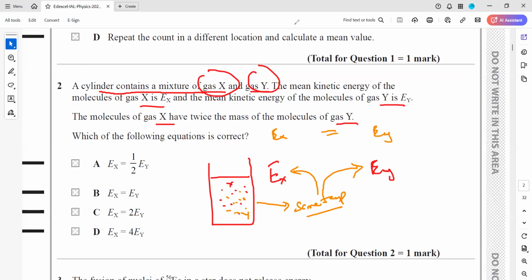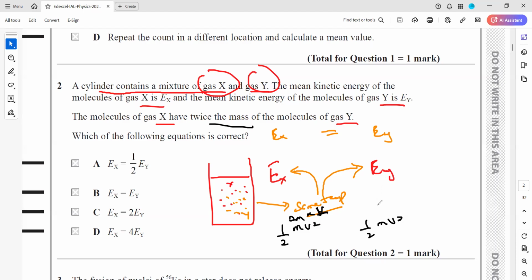The mass is different, the velocities will be different, but the kinetic energy will be the same, because kinetic energy is half mv square. So for X, as I mentioned, the molecule of X has twice the mass. So if the molecule of X has twice the mass, like 2m, their velocity will be lower. Their velocity will be less.